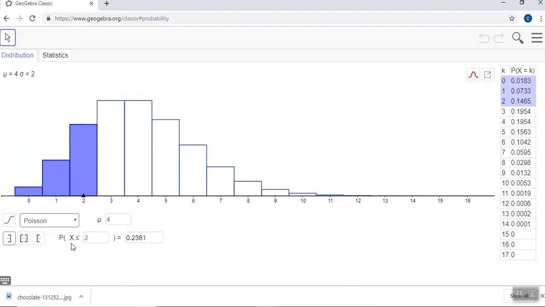So I've set x to be less than or equal to 2. So you can see in our diagram that this is showing it could be 0, 1 or 2, and the individual probabilities over here. So we've added them up to give a final answer of 0.238.